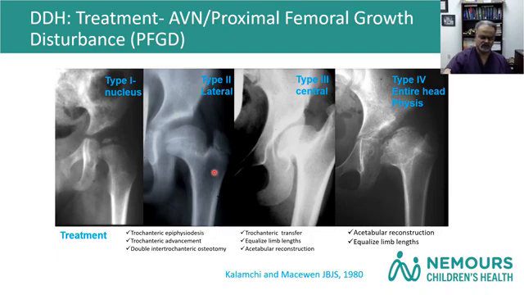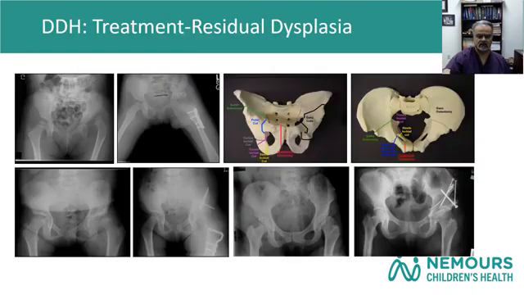Type 3 growth disturbance is when there's a central insult and you end up with a very short neck and a high-riding trochanter. And type 4 is when the whole femoral head is involved and you end up with an irregular, poorly growing femoral head with a short neck. So there are different interventions for each of these based on what the individual pathoanatomy is.